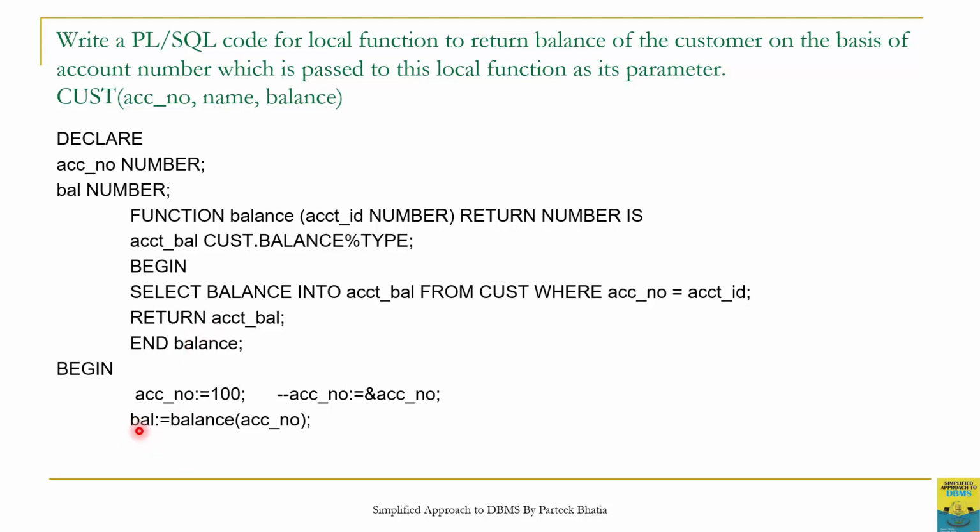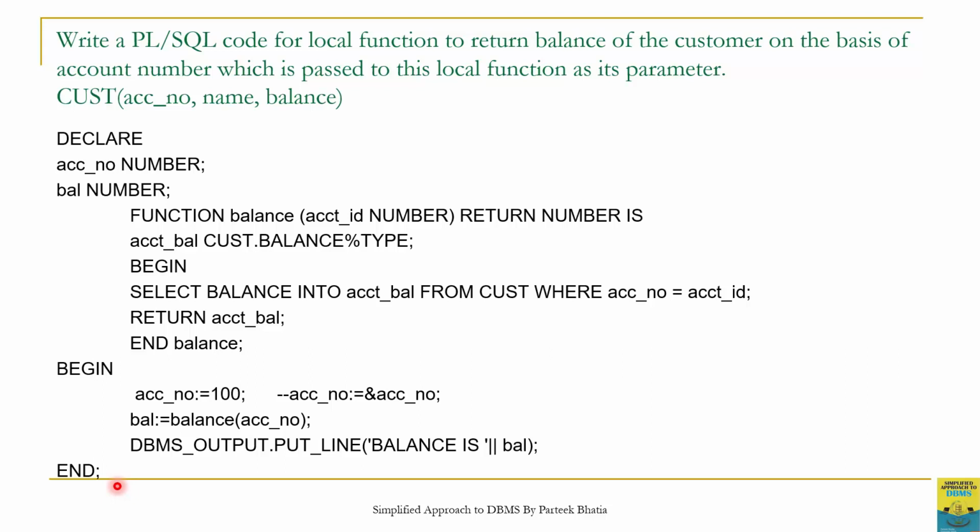The returned value of balance is stored in the variable named BAL. In the next statement, we are displaying its value by using the statement dbms_output.put_line. Balance is concatenated with this variable. Then we have the end of this PL/SQL block.